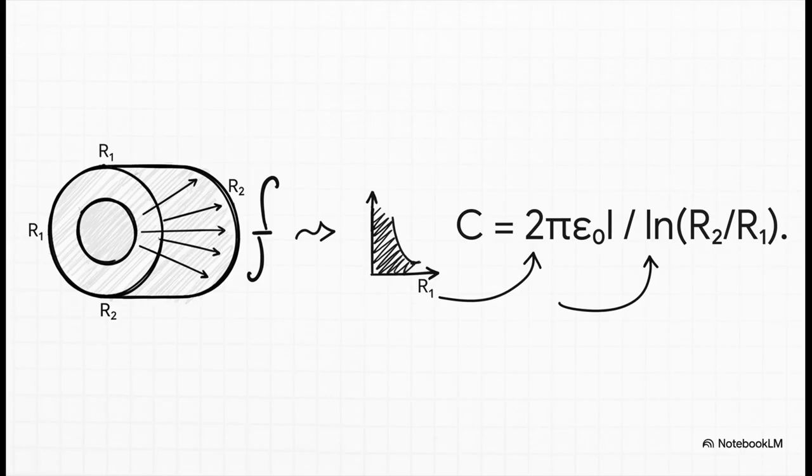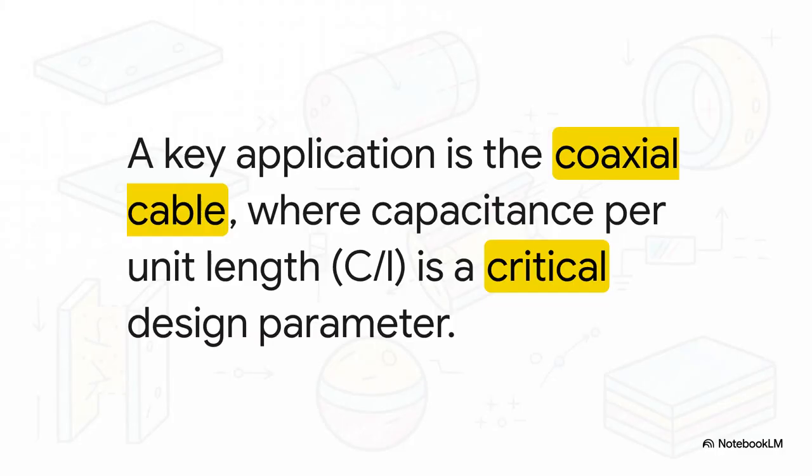And there it is. It depends on the length of the cylinders and the natural logarithm of the ratio of their radii. And this result is absolutely fundamental to designing things like coaxial cables. You know, the cables for your TV or internet. In those cables, the capacitance per unit length, C over L, is a super critical parameter. It's what determines the cable's impedance and how well it can carry a signal without distortion. This is a direct, real-world application of the math we just did.